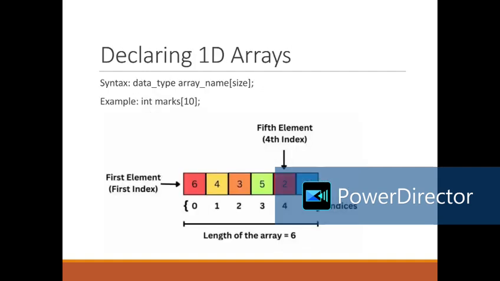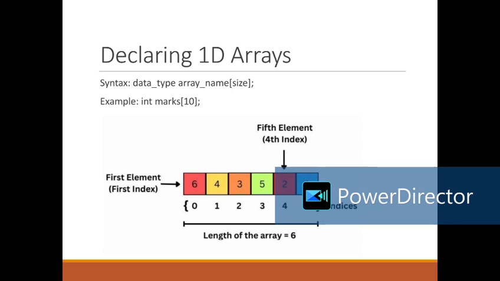Now that we know why arrays are useful, let's look at how to declare them in C. Declaring a one-dimensional array is quite straightforward. The syntax is data type, array name, of size. For example, if you want to store 10 integers, you can write int marks[10]. This line tells the compiler to create a space in memory that can hold 10 integers, all accessible through the array name marks using indices.